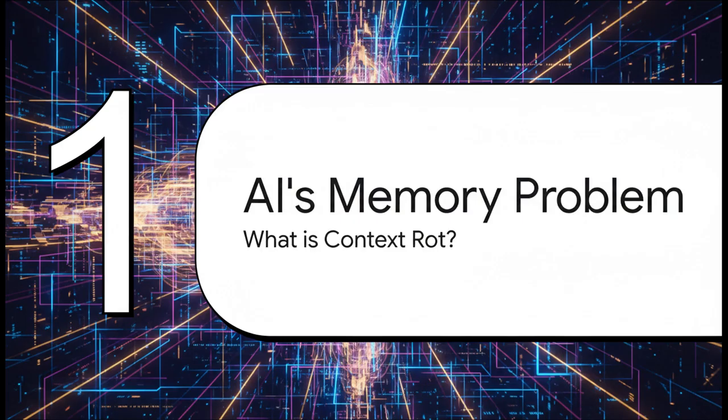So, why does this happen? You might think, just give it a bigger memory, a bigger context window. But it's not that simple. The problem is baked right into the fundamental way these models are designed to read and process information. Let's dig into what's really going on with the current transformer model.